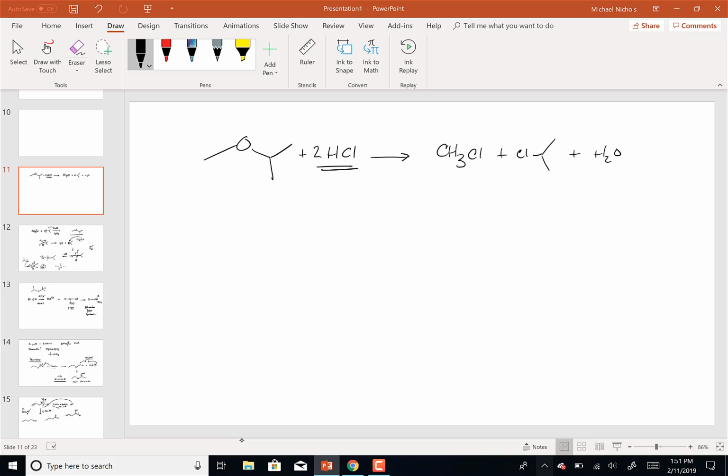This is called acid cleavage. So I would like you to write a mechanism. There are two possible mechanisms, but write a mechanism that gets me from that ether to both of those chlorides. And that's your take-home quiz for Wednesday.